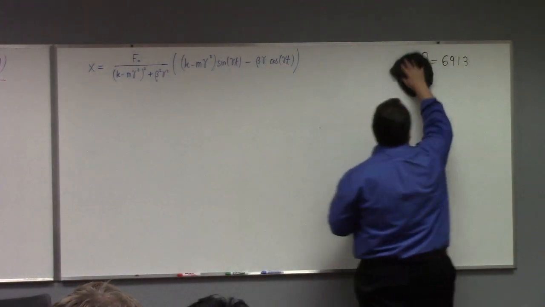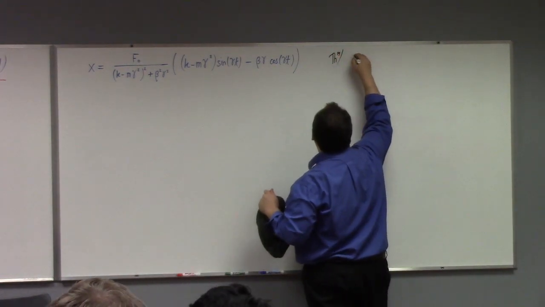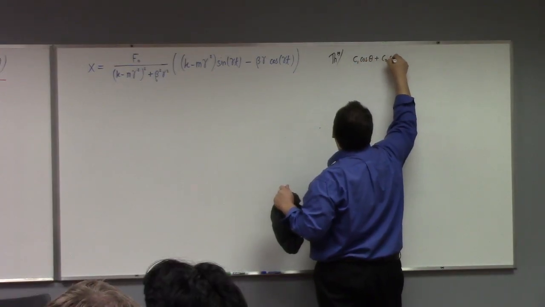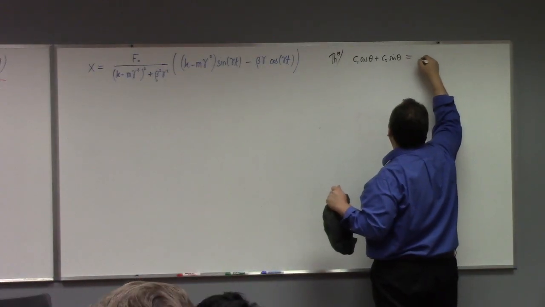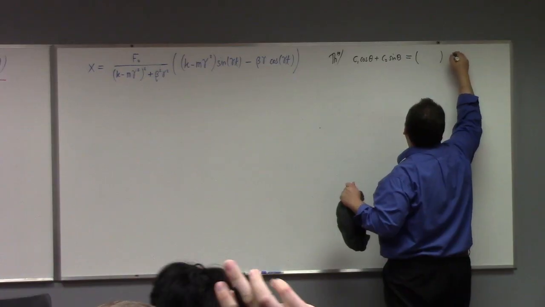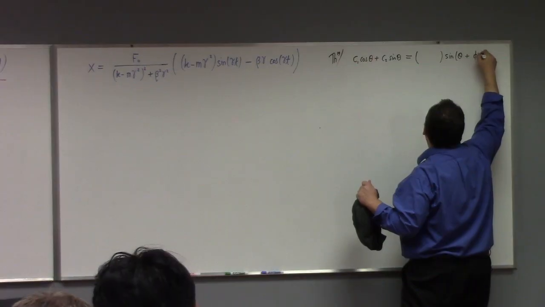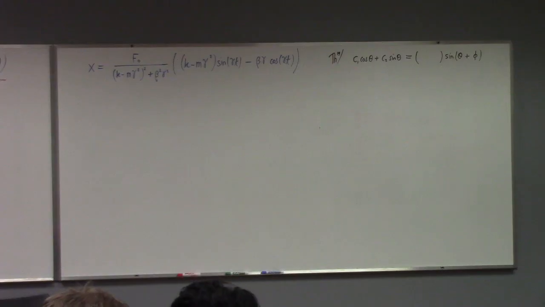But there is a theorem. If we have C1 cosine theta plus C2 sine theta, then we can rewrite that as something times the sine of theta plus some phase angle, let's say phi. Do you know what goes in the blank? C1 plus C2? Nope. Good idea, though.